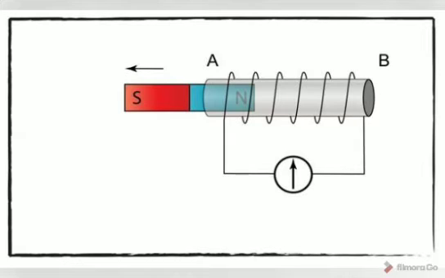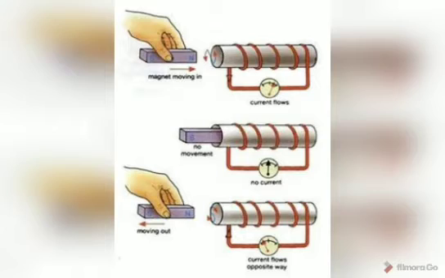You will also find that if you move the south pole of the magnet towards the end B of the coil, the deflections in the galvanometer would be just opposite to the previous case. When the coil and the magnet are both stationary, there is no deflection in the galvanometer. It is thus clear from this activity that motion of a magnet with respect to the coil produces an induced potential difference, which sets up an induced electric current in the circuit.